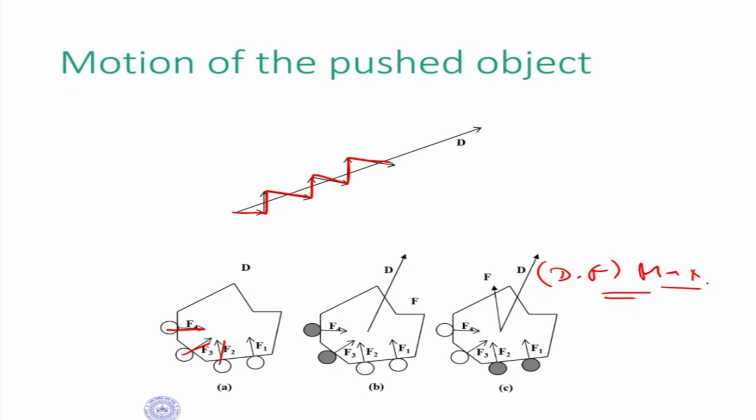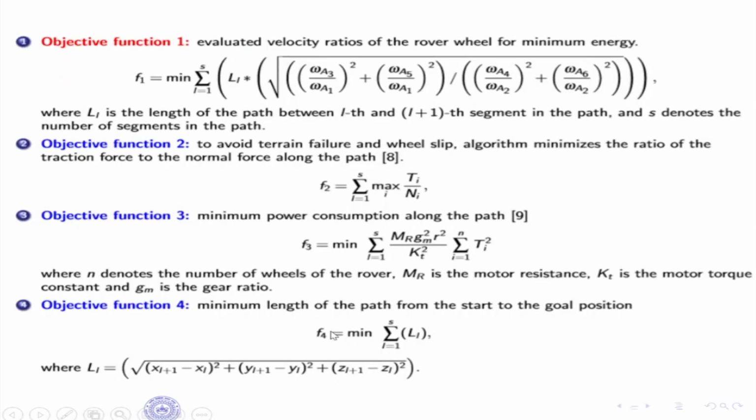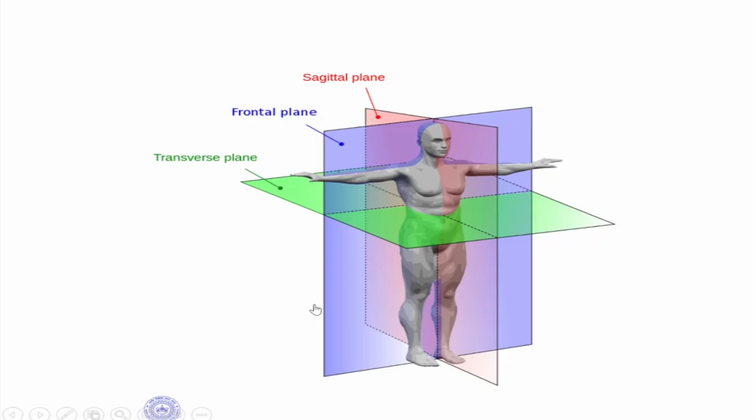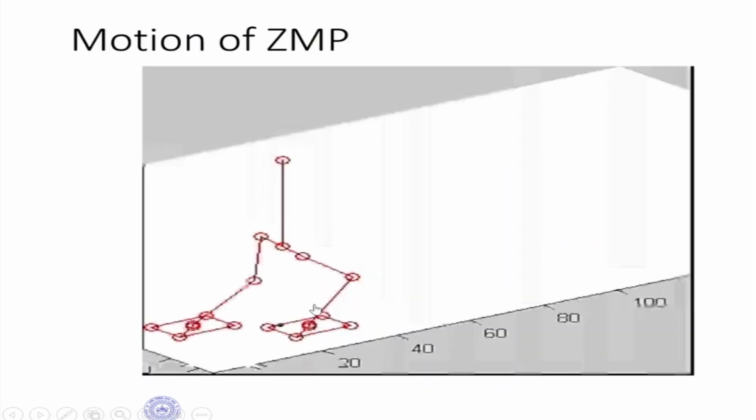Now let's look at the other problem that we were looking at, that is in bipedal locomotion. So let us go straight to bipedal locomotion. We talked about bipedal locomotion, and we talked about the zero moment point.